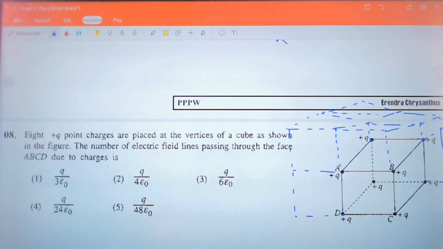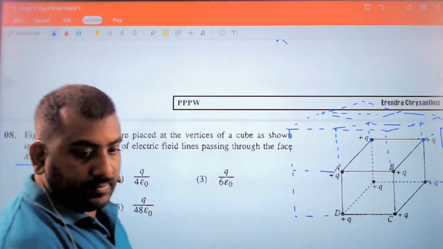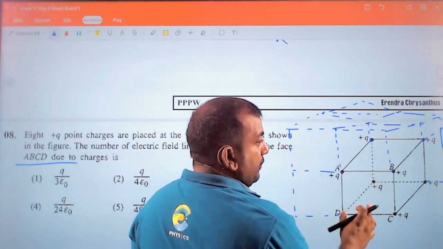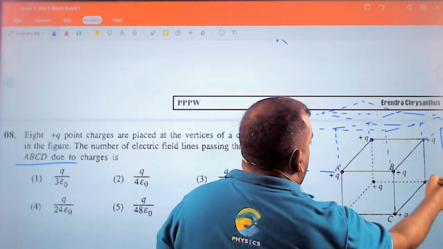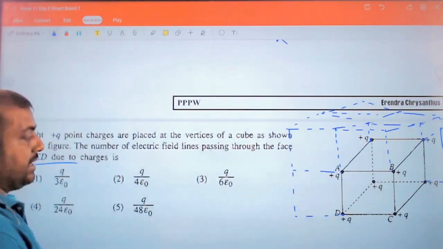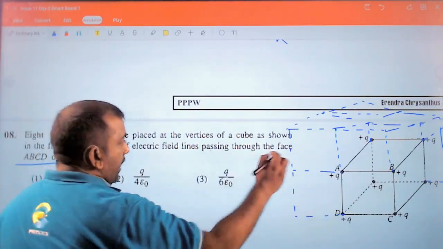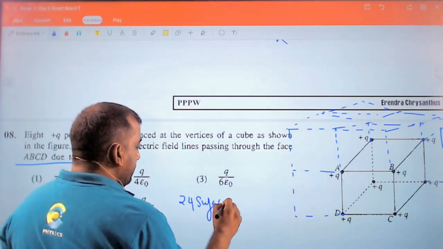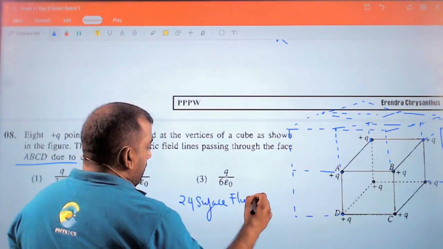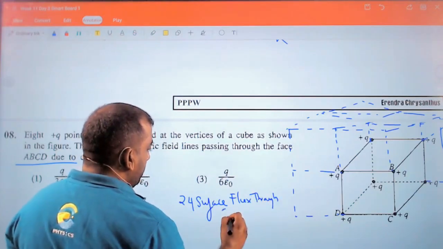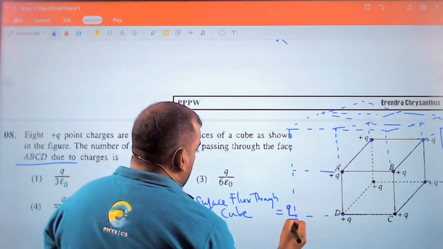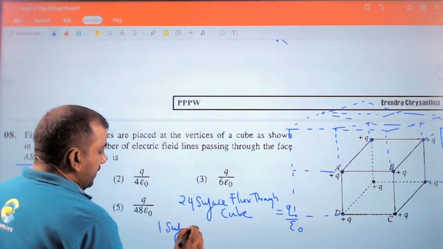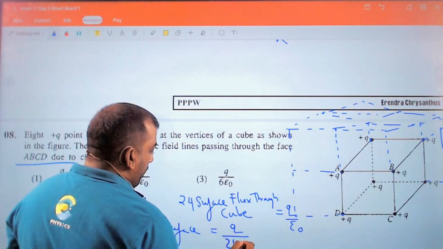Now, what is the field lines passing through ABCD? The charges on ABCD will not produce a field or flux through ABCD, but the charges behind. I hope you remember earlier work. Charge Q behind, 24 surfaces, flux through cube, simple Q over epsilon naught. Flux through one surface, Q over 24 epsilon naught.